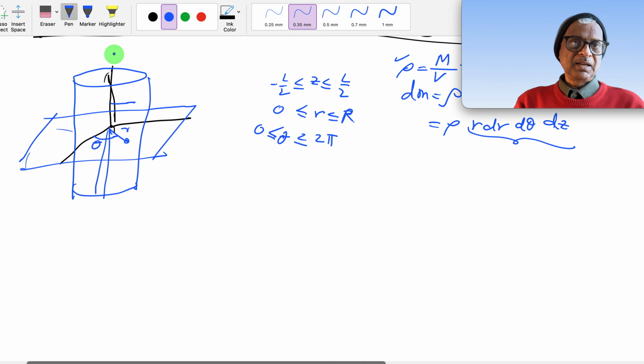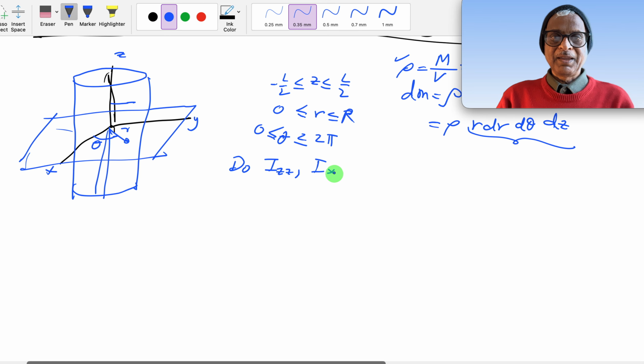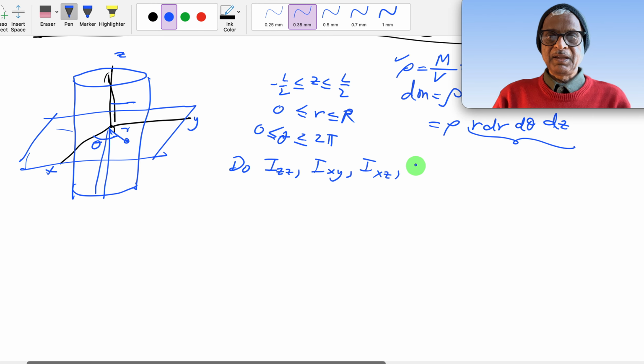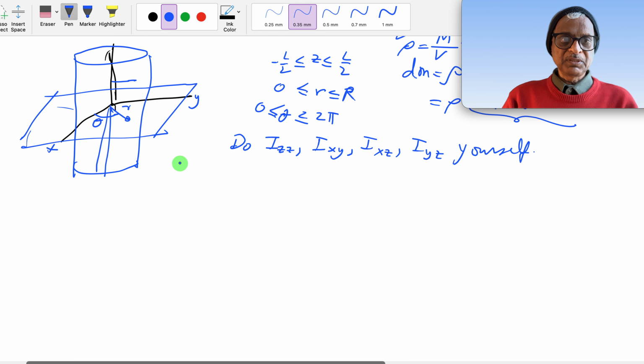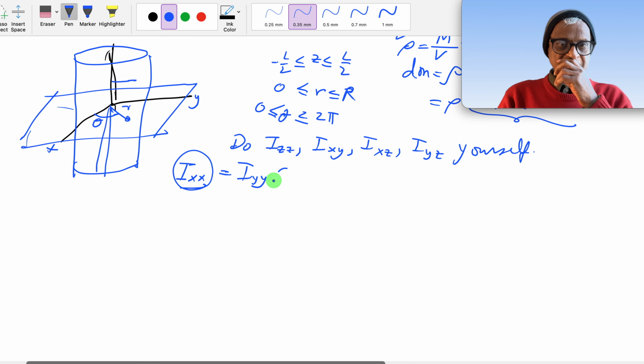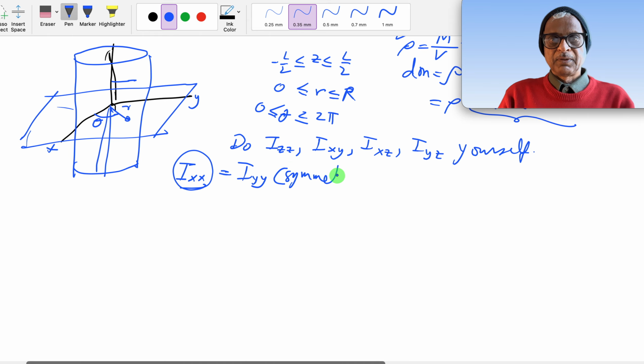So this is the z-axis, and this is the x-axis and y-axis. I'm going to say do I zz, I xy, I xz, and I yz yourself. Okay, do this yourself. And what I'm going to do is I xx, which should be equal to I yy. I'll do this by symmetry, right? There's no way to tell.